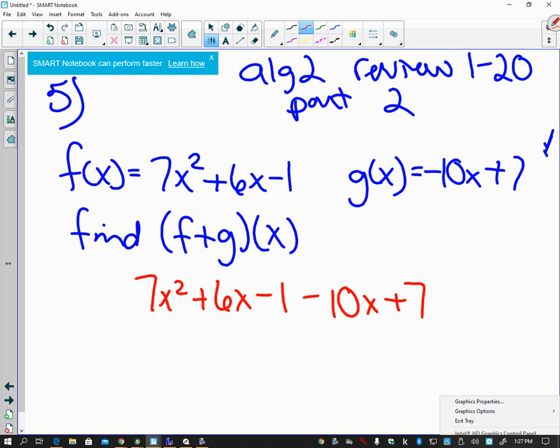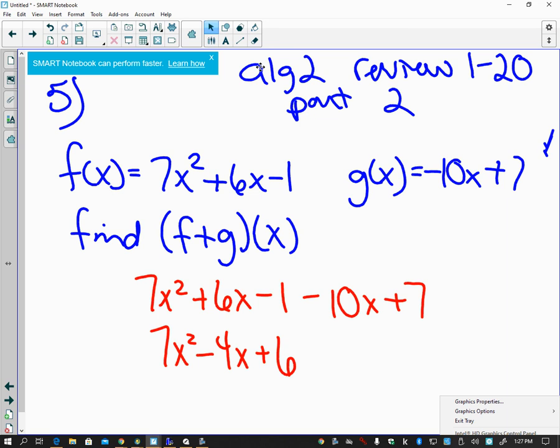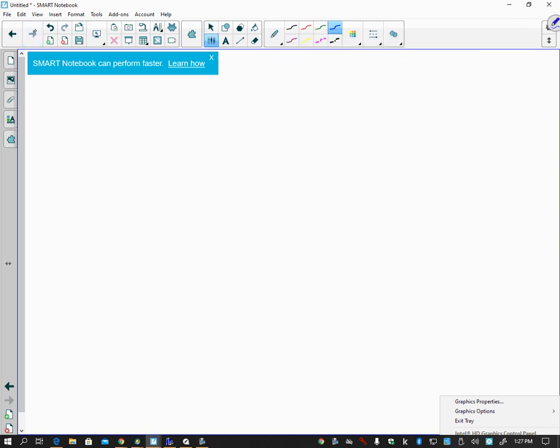Okay, from here, what am I doing? Combining like terms. Does 7x squared have a like term? Okay, so it just stays. What about 6x? Okay, negative 10x, so it becomes what? Negative 4x. I've got negative 1 and positive 7. Positive 6. Yep. Okay, so pretty simple. Looks like a lot. There's really not a lot there. Okay, let's move on to number 6.